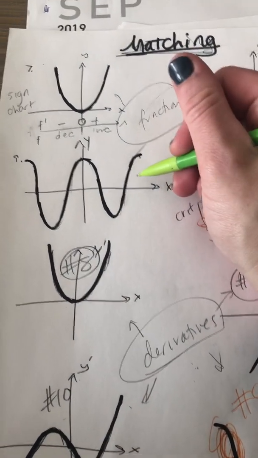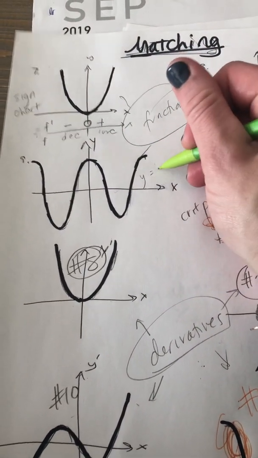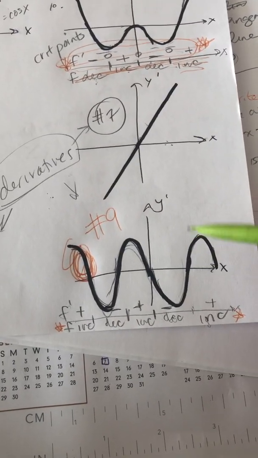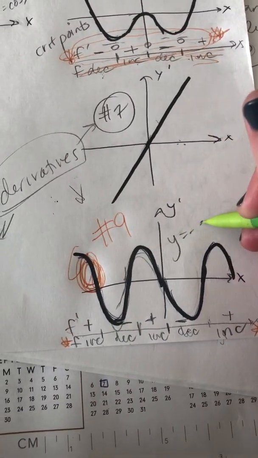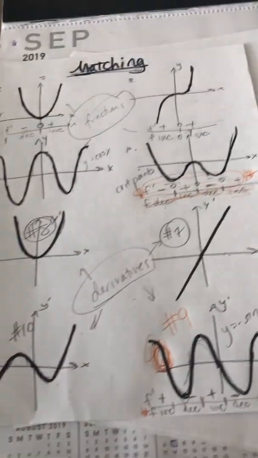What does this look like the graph of? Think about it. It definitely looks like a trig function, right? And it looks like cosine x. And the derivative also looks like a trig function. It's not quite sine x. What is it? It's negative sine x. So that is how we can do matching.